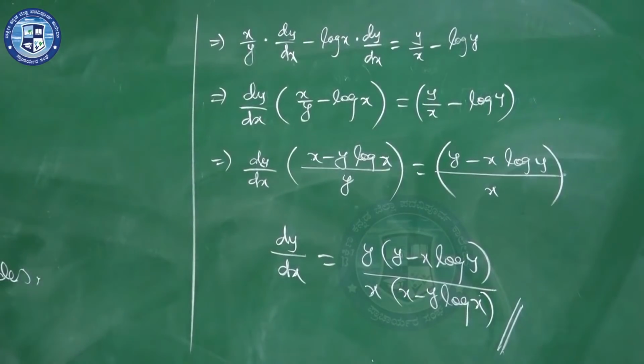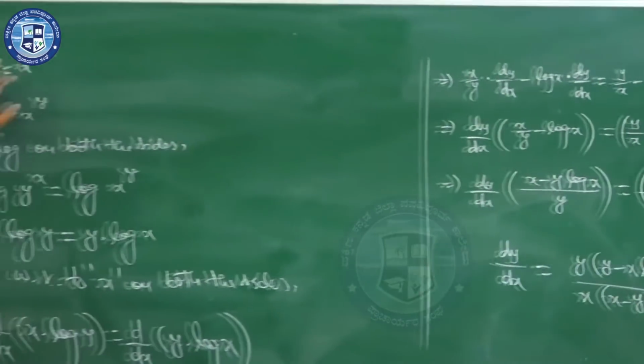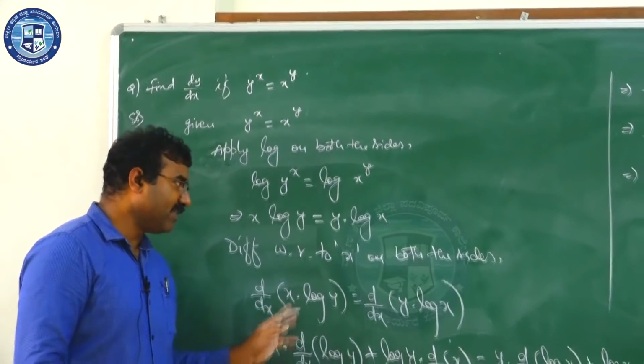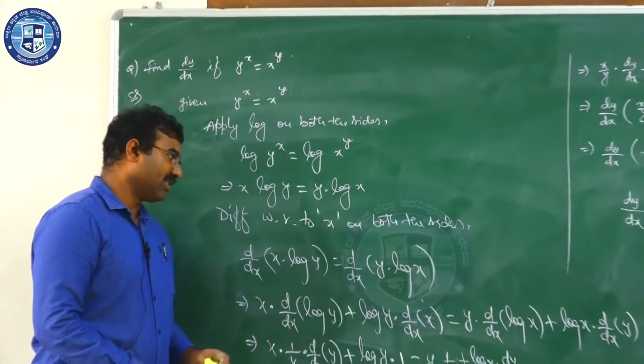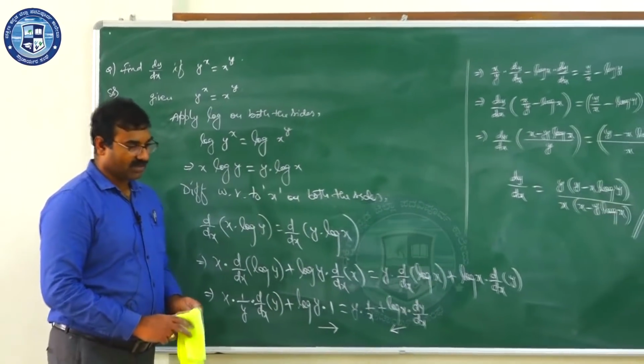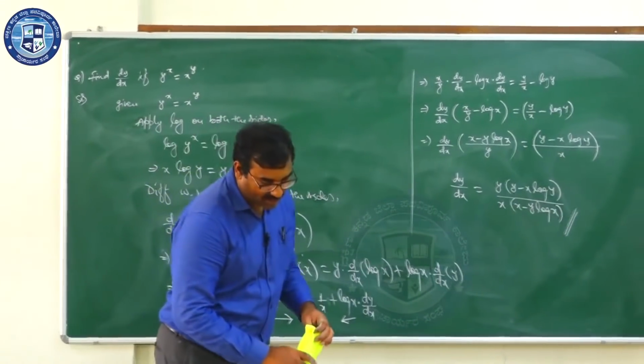Whenever they are given like this, variable power variable is equal to like this, apply log on both sides and differentiate with respect to x on both the sides. So we'll get dy by dx like this. Okay, so we'll go for another problem.